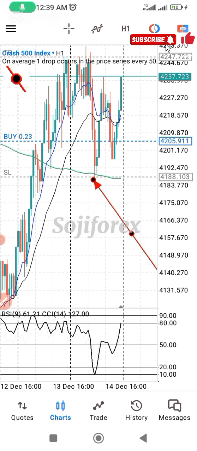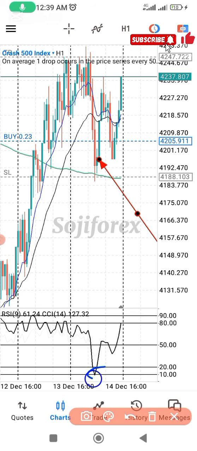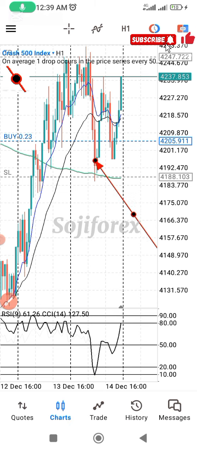And then what do you see? This is an evening star formation. So at the close of this evening star formation, you can see your commodity channel index cross above 20, you will make your entry. And if you fail to make this entry, price came back again.